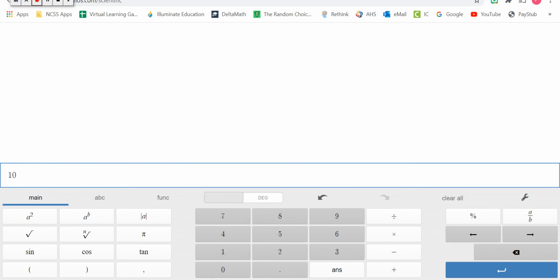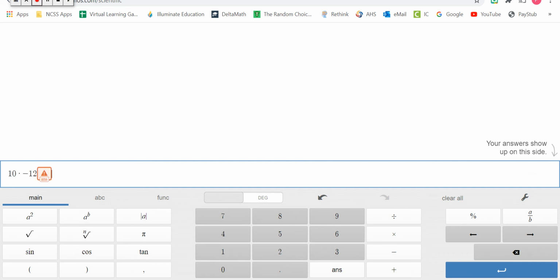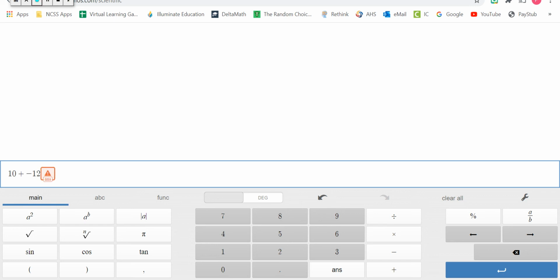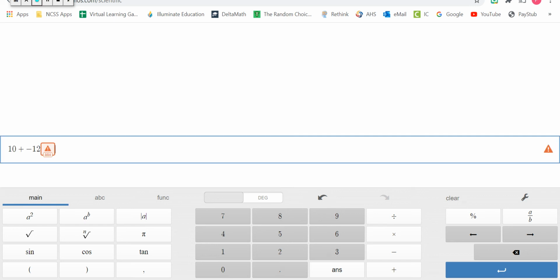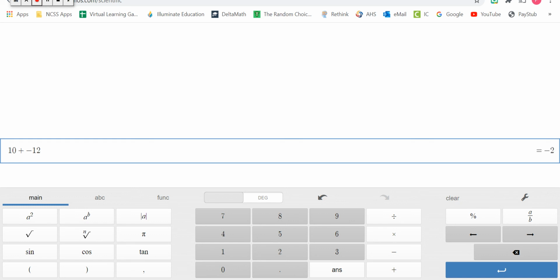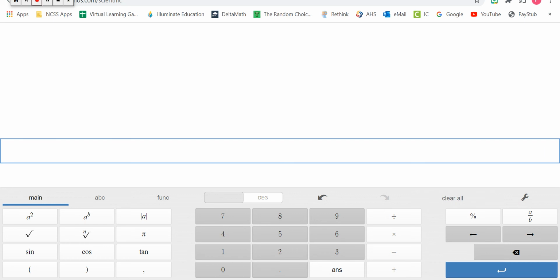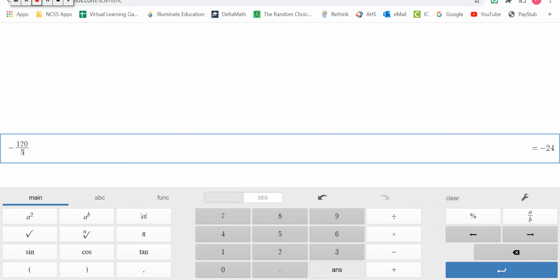I know that I can do 10 times negative 12. That gives me negative 120. But if I do 10 plus negative 12, I get, oopsie, let me clear that up. I get negative 2. That doesn't work. Alright, so I gotta find something else. I know this ends in a 0, so I can do negative 120 divided by 5, so I could try to find my factors.